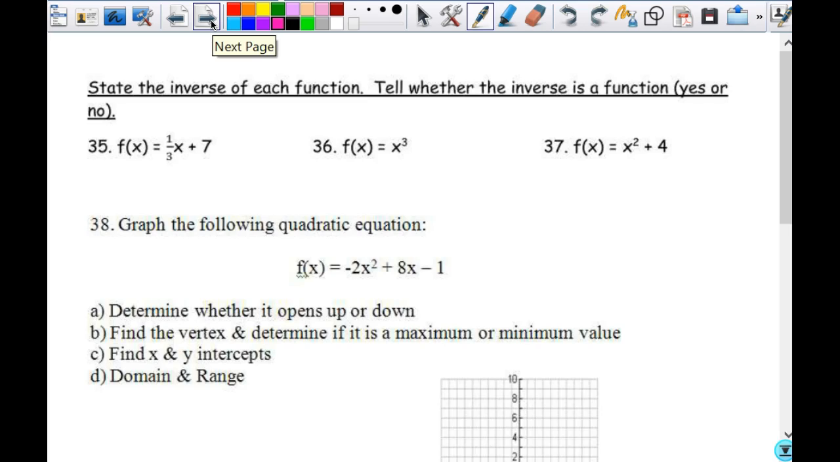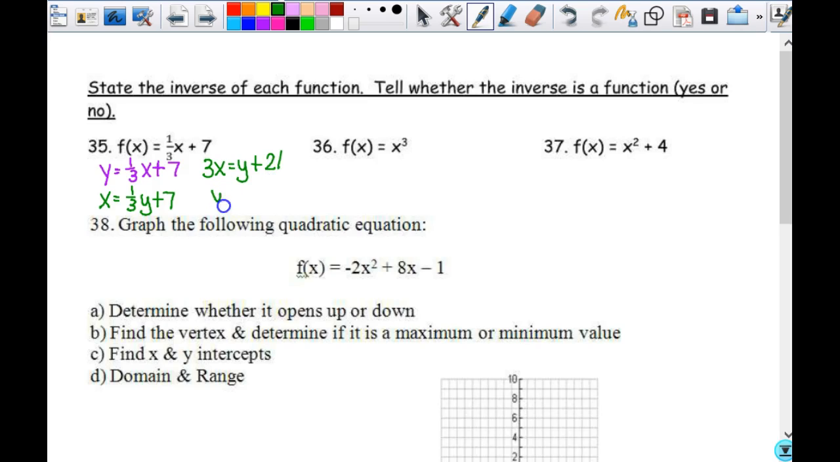Alright, so here we're going to state the inverse of each function, tell whether the inverse is a function. So in order to do this, I am going to change f of x to y, so I'm going to get y equals 1/3 x plus 7. Then I'm going to switch my x and y, so that's going to give me x equals 1/3 y plus 7. I'm going to clear my fraction, so I'm going to multiply every single thing by 3, so that's going to give me 3x equals y plus 21.